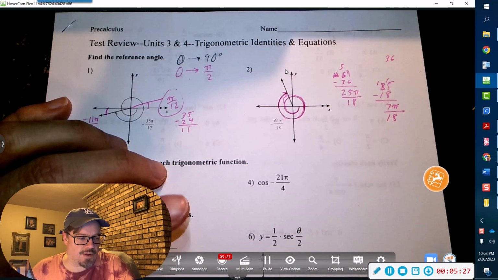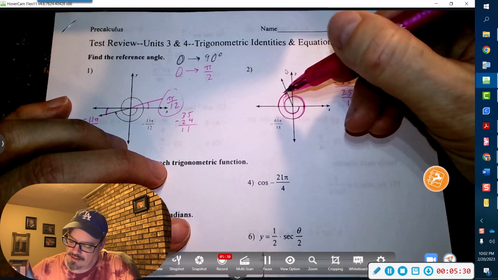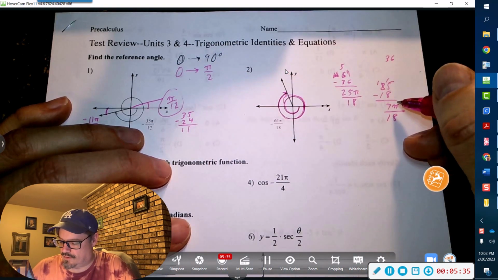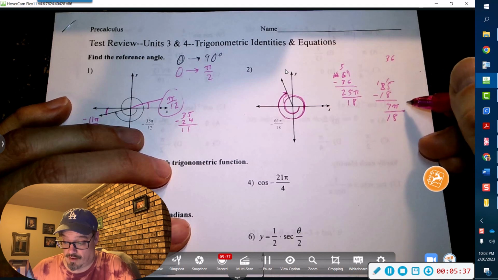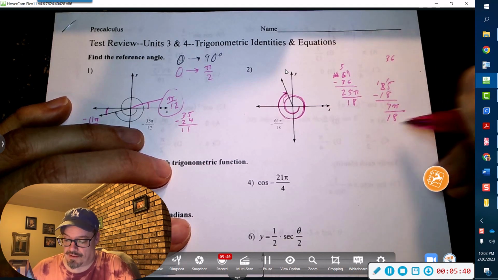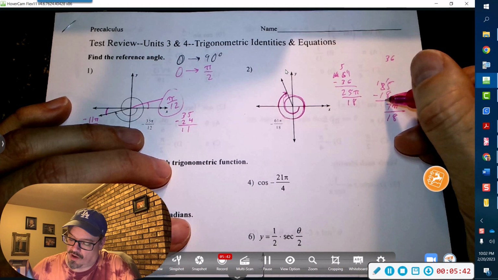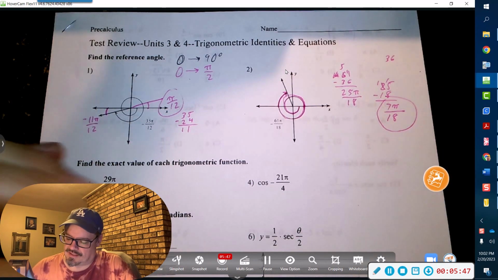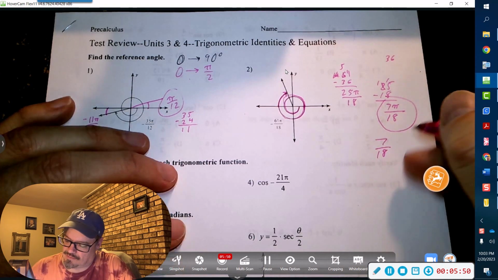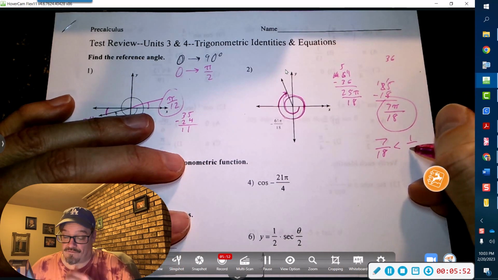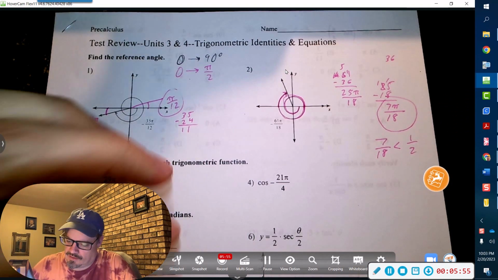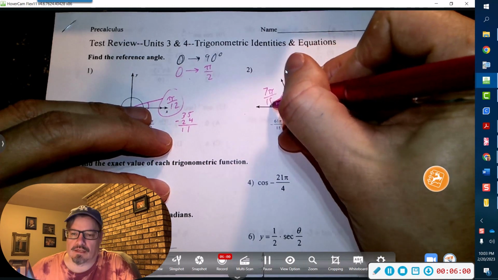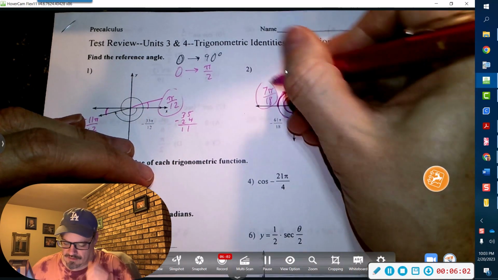All right, now is 7 pi over 18 in between, is it less than pi over 2? Let's see, 9 pi over 18 would be pi over 2. So this guy is smaller than pi over 2, even though it doesn't feel like it. But 7 over 18 is smaller than 1/2. Okay. So this means that this distance right here is actually 7 pi over 18. Okay, so that is your answer there. All right.